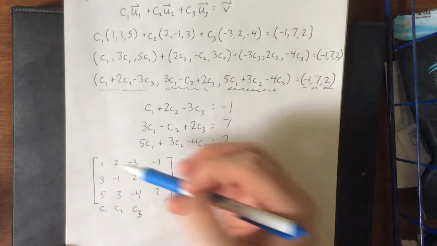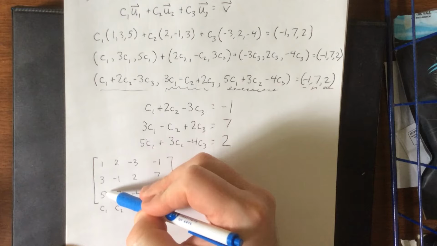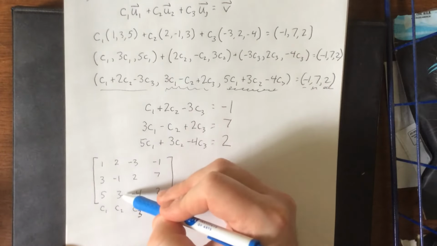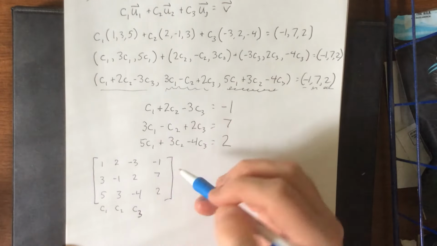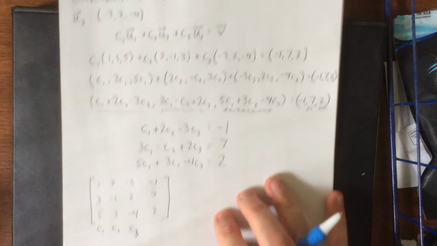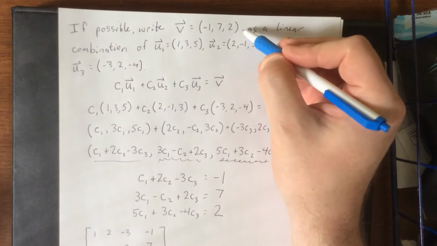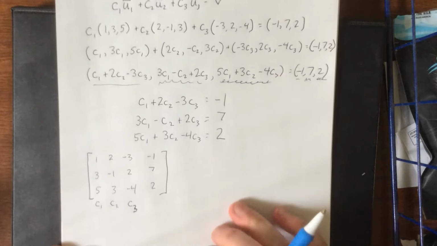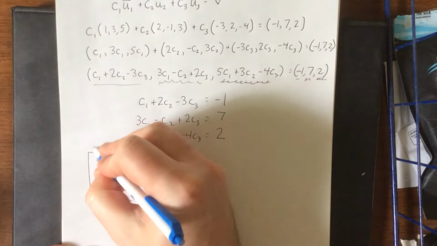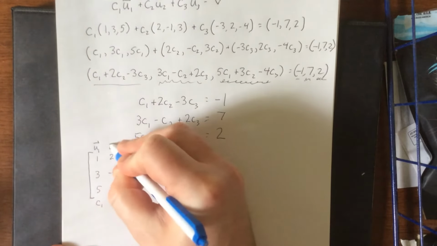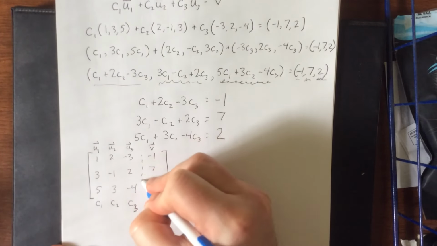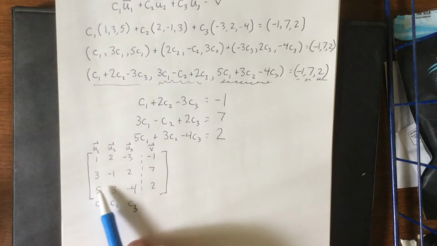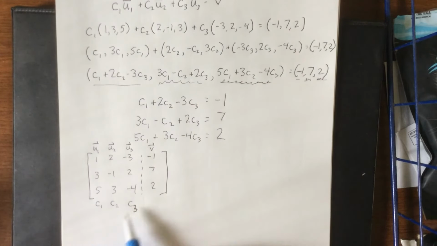Vector u1 is 1, 3, 5. The first column is 1, 3, 5. Vector u2 is 2, -1, 3. That's the second column. And u3 is -3, 2, -4. You'll notice also that the augment, what it's equal to, is the vector for our linear combination, -1, 7, 2. So the shortcut that you can use in the future for problems like these is the fact that the coefficients of the c1, c2, and c3 will be the same as the components of the vectors.